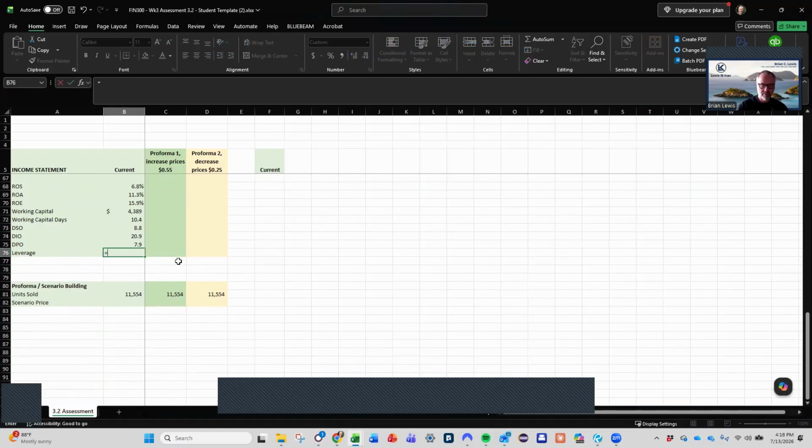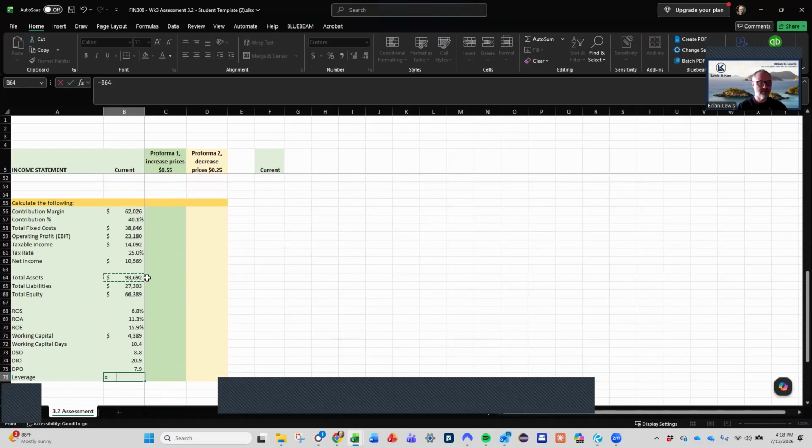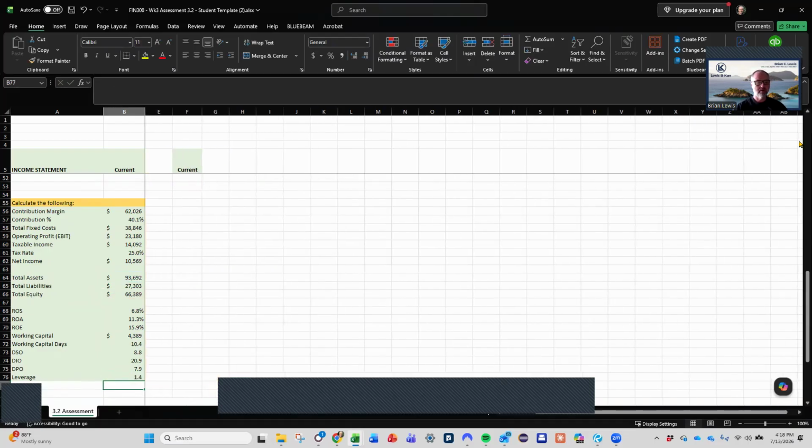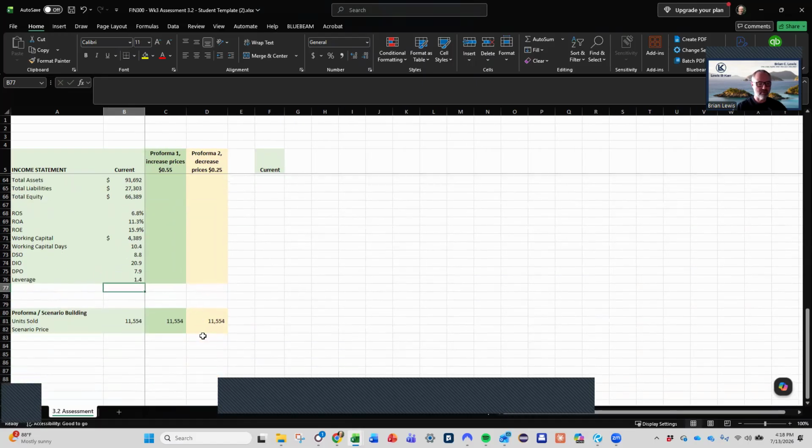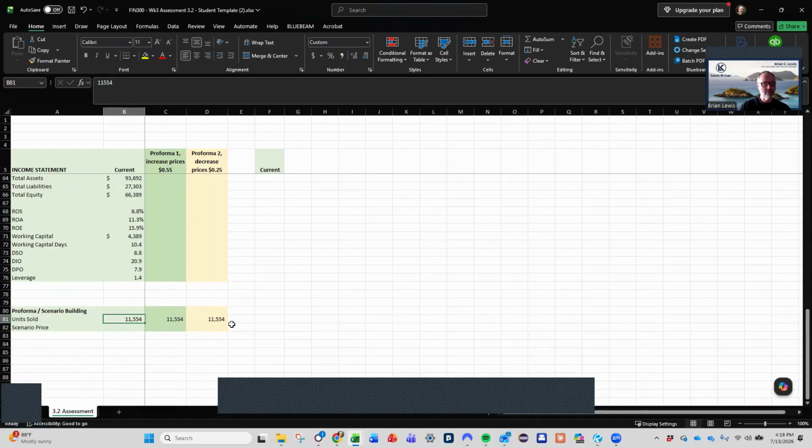Okay, so equals your assets divided by your equity. Okay, I can see the 1.4. Now, with that all, I think there's one thing left we have to do. Yes. Okay, so your units sold, we want to figure out the price first, right?